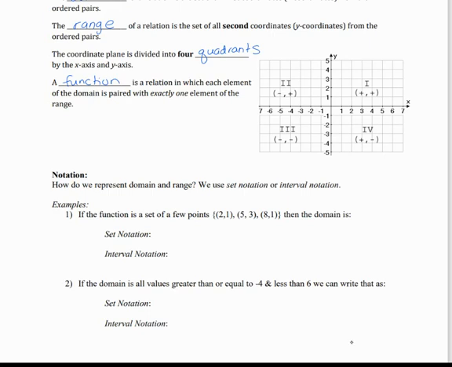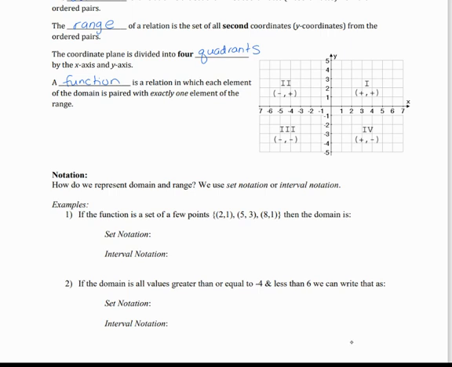So in the first example here, we have a function. And this is a function because, as you can see, our x values, they don't repeat with different y's. So the x value of 2 is just paired with 1. I don't see 2 showing up again. X value of 5 is just paired with 3. I don't see 5 being paired up with anything else. And 8 is only being paired up with 1. So that's why this is a function.